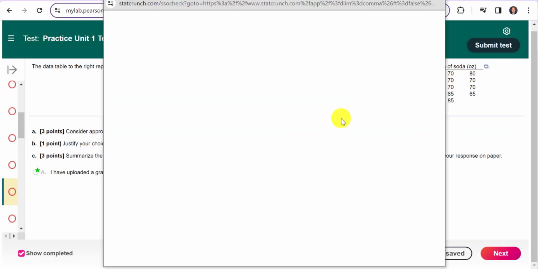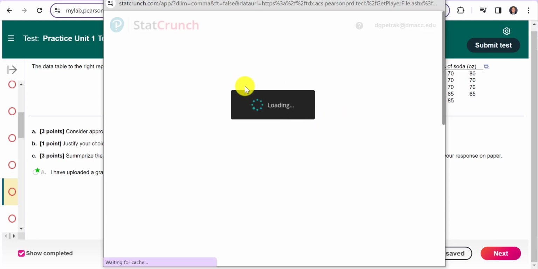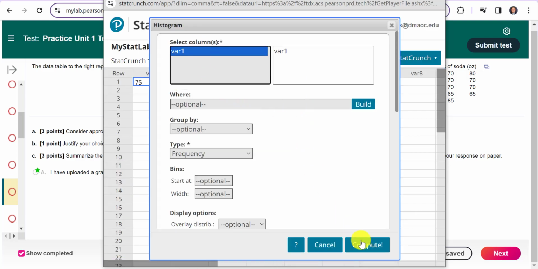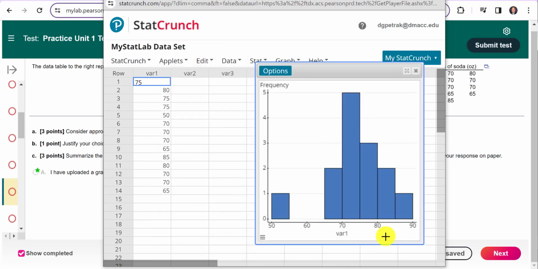Open StatCrunch. I'll make my histogram quick again. Sorry about that. Graph, histogram, R1, compute. So it looks like there's one that's maybe an outlier here, but it definitely looks unimodal, right? This data point may make it a little skewed left, but if you took that one out, it would definitely be a little skewed to the right because it tails that way. So really, I'm just saying unimodal, maybe with an outlier, something to that effect would be just fine for that description.